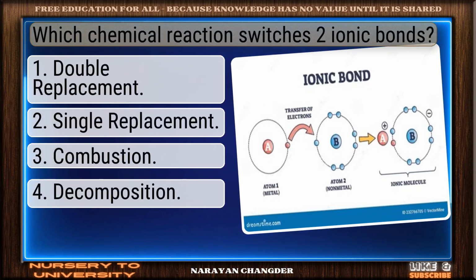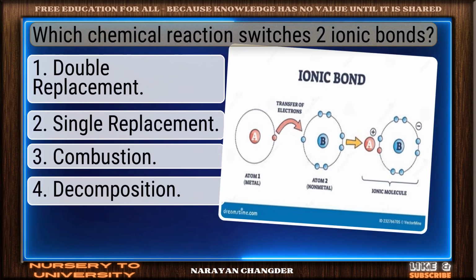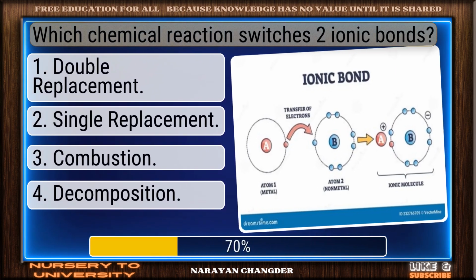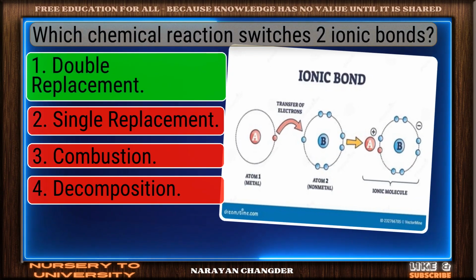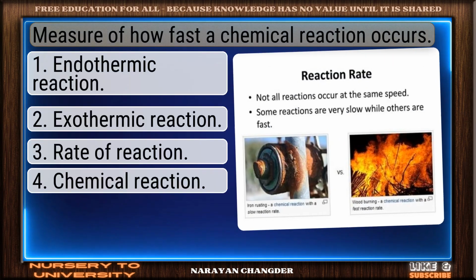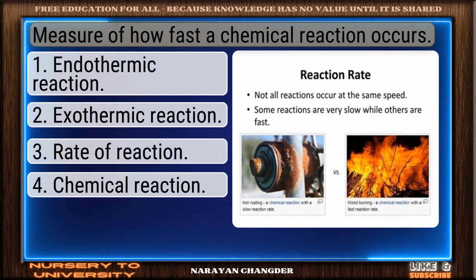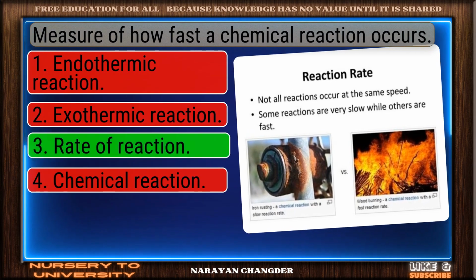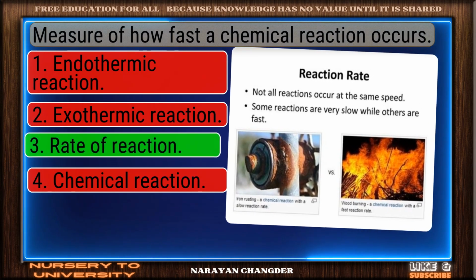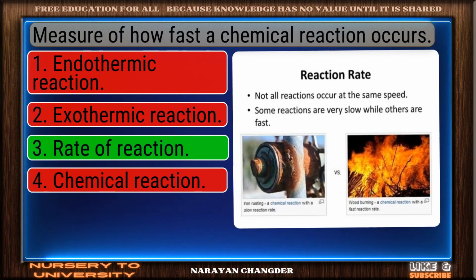Which chemical reaction switches two ionic bonds? Smart pick. Double replacement is the correct choice. Measure of how fast a chemical reaction occurs. Excellent. Rate of reaction is a brilliant choice.